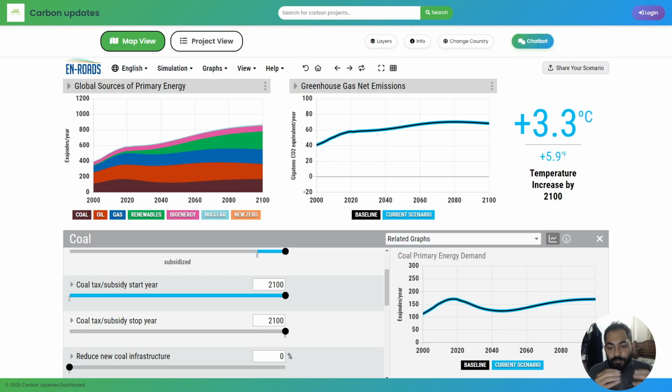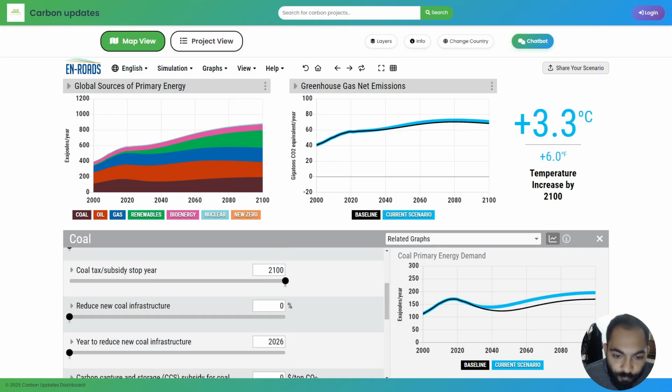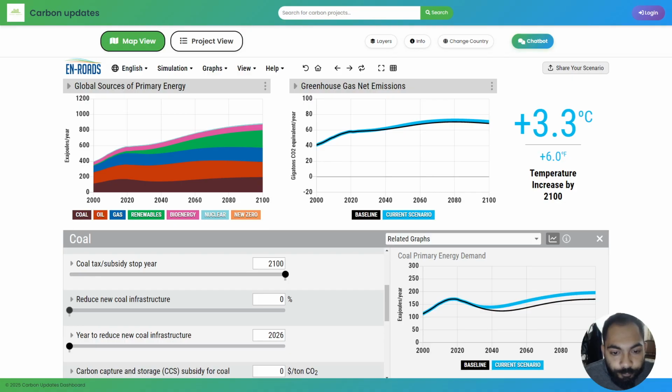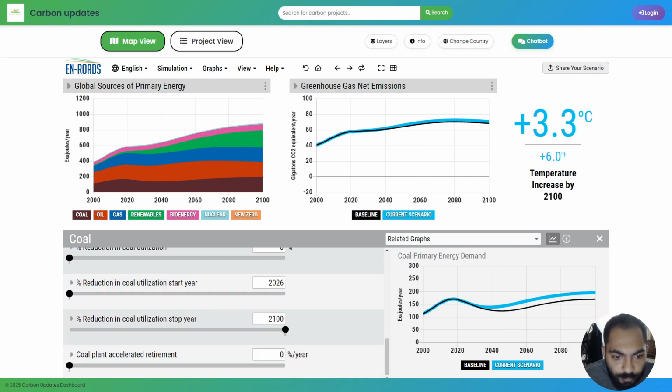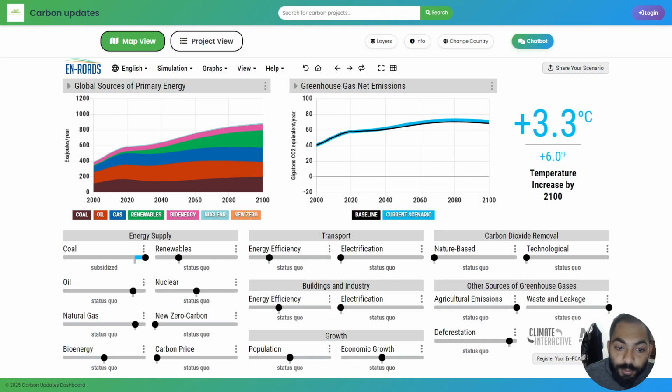There is a little bit of change, right? But we want the worst case scenario, so let's keep it at that, right? Let's keep it at the worst case scenario, 6.0. We don't want to stop it. We don't want to do reduction of new coal infrastructure. We don't want to do that. No, no, no. None of this. We do none of this, right?